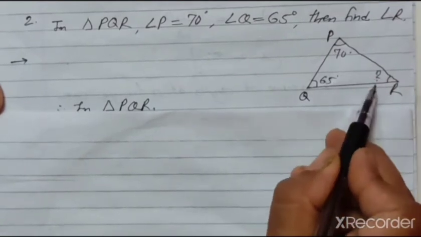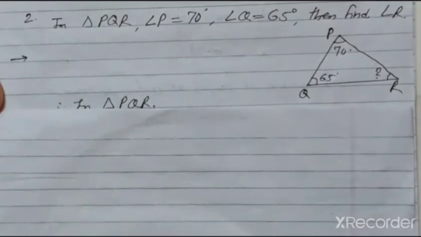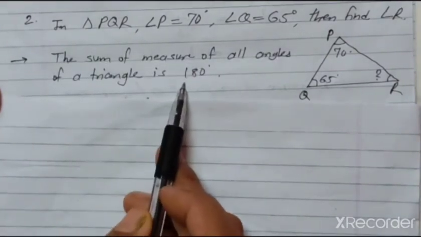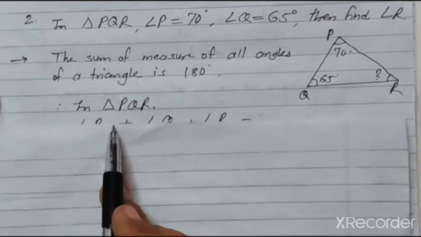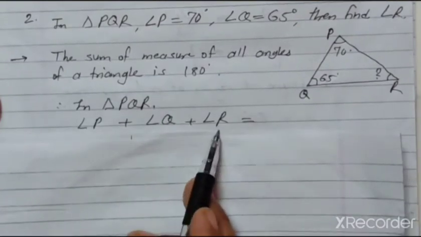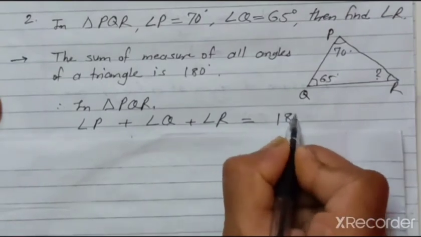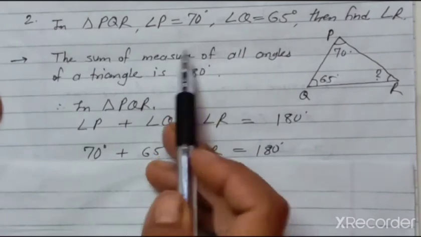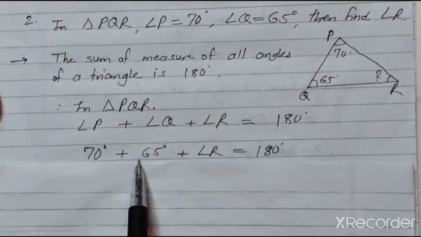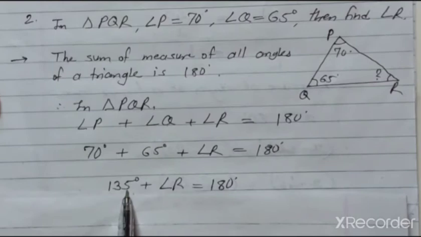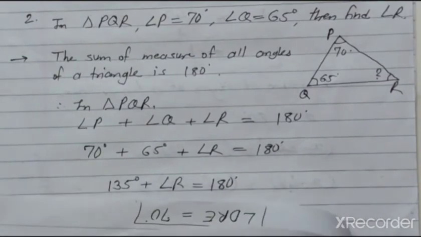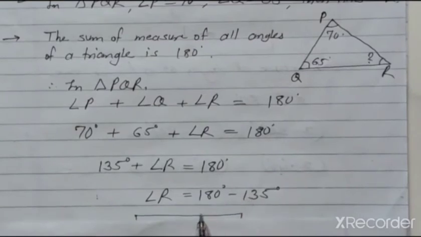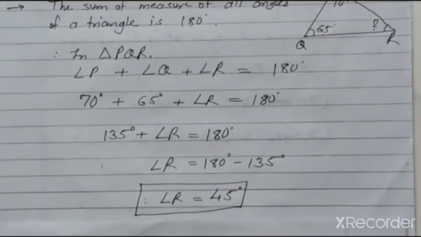So we can find this measure by using our first theorem. The sum of measure of all angles of a triangle is 180 degrees. So in this triangle, angle P plus Q plus R is equal to 180 degrees. Now substitute the values from this figure or from the question. So the addition is 135. Take this 135 to the other side, it will become minus, and by subtraction we get 45 degrees.